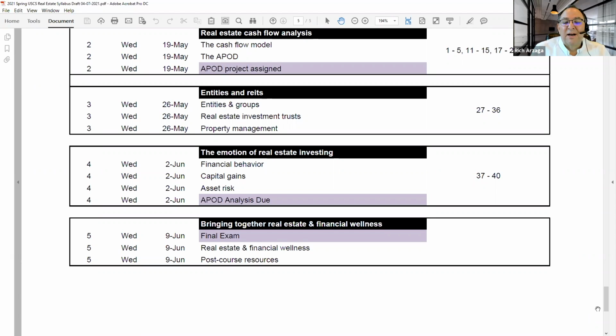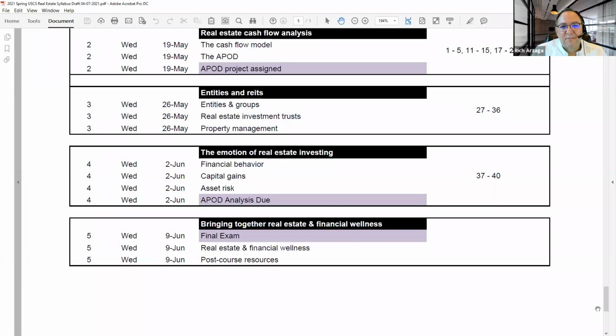We'll also talk about entities. People ask, where should I hold my property? Should I hold it myself, joint tenancy with my parents, right? Should I hold it in an LLC? That seems to be the go-to for most people. So we'll talk about that and the merits of all of them.